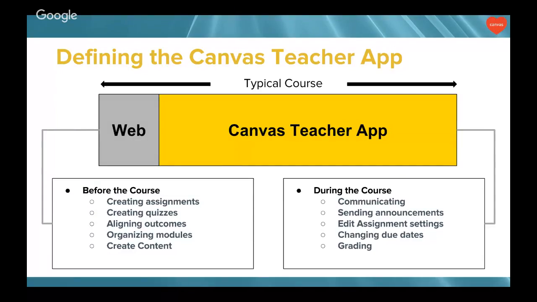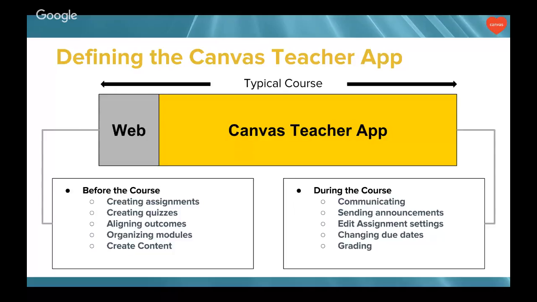I took this from the mobile product manager because I really like the idea of how to explain this. If you look at a course, you have the before the course starts, and then you have after, during the course. So before the course, you're going to spend a lot of time in the web creating assignments, quizzes, doing your outcomes, organizing your modules, and essentially creating that content, those pages.